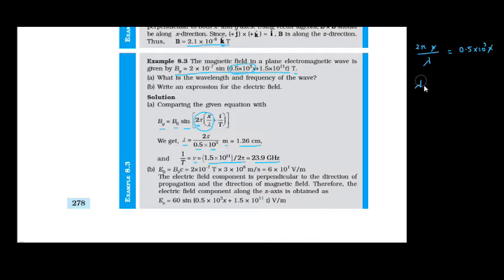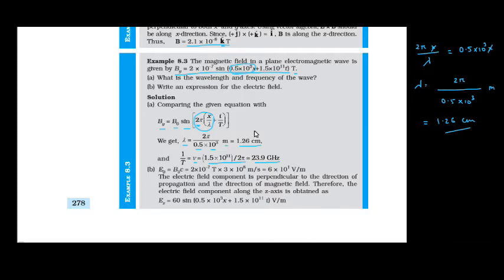If we want to find lambda, then we can write lambda is equal to 2 pi upon 0.5 into 10 to the power 3, and upon solving we get 1.26 centimeter. Why? Because this is in meter. You can write it in meter also. So we got the value of lambda as this.